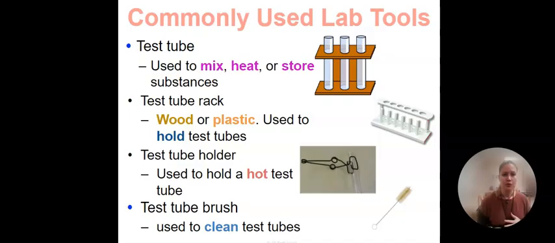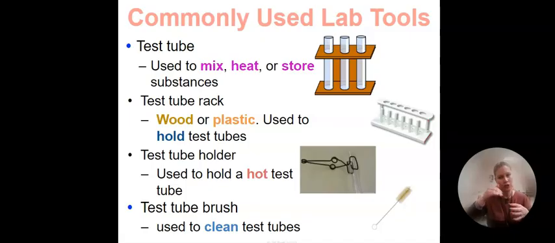Other common lab tools are test tubes, a test tube rack, a test tube holder, and a test tube brush. Test tubes are used to store, heat, or mix different liquids or substances. Test tubes are held in a test tube rack, so we can have multiple test tubes at our lab station. And then test tube holders are just smaller clamps that we can use to move a hot test tube.